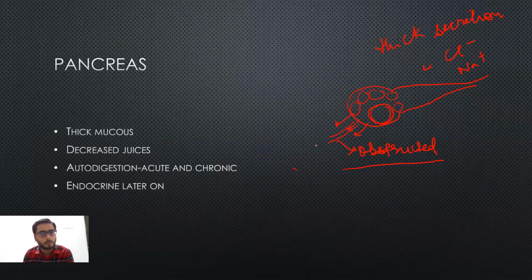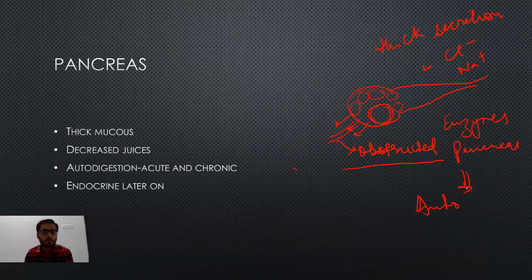On the contrary, the ducts of the sweat glands were not obstructed. So there is thick mucus and decreased juices. The digestive enzymes are not able to go outside into the GIT. So enzymes collect inside the pancreas and cause autodigestion, and they cause acute and chronic pancreatitis.